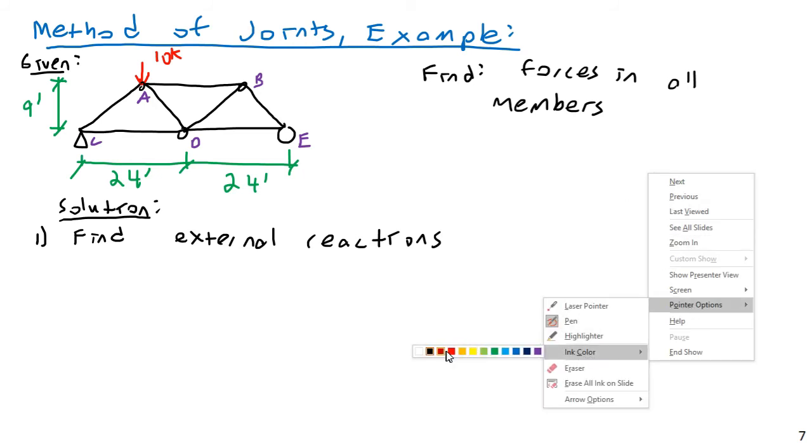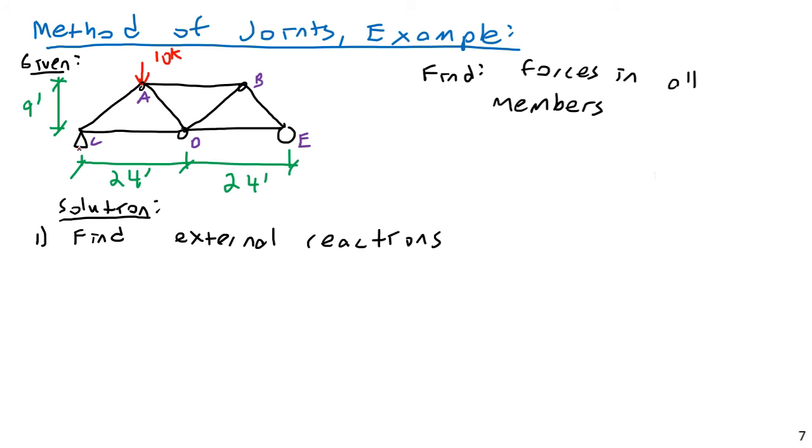First I want to label. I could redraw the entire thing, but I'm going to keep it simple here for the sake of time and just put CY, CX, and EY. Those are our supports and our reaction forces.